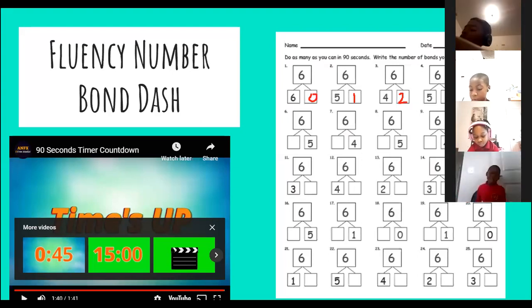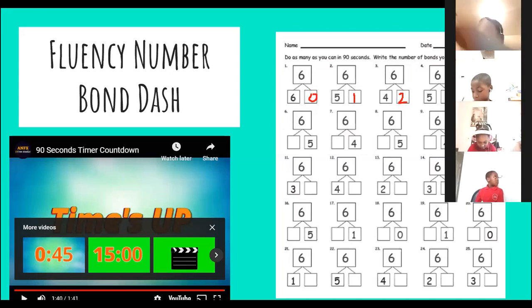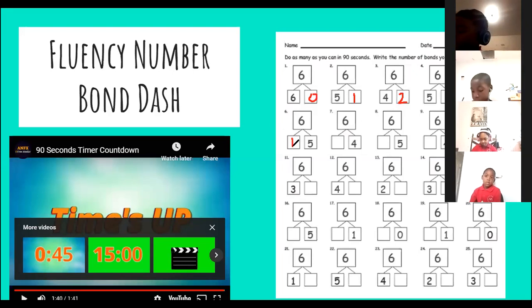All right, number 6, Carter, be ready. 6 is my whole and 5 is my part. What is my other part, Carter? Excuse me? I said 1. 1, perfect, thank you. Put yourself back on mute. If you have it right, put a check mark. If you did not, then you need to change it.